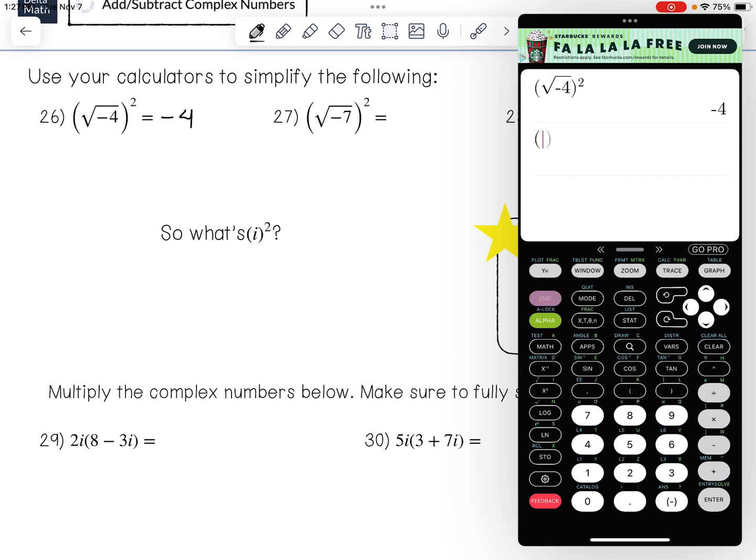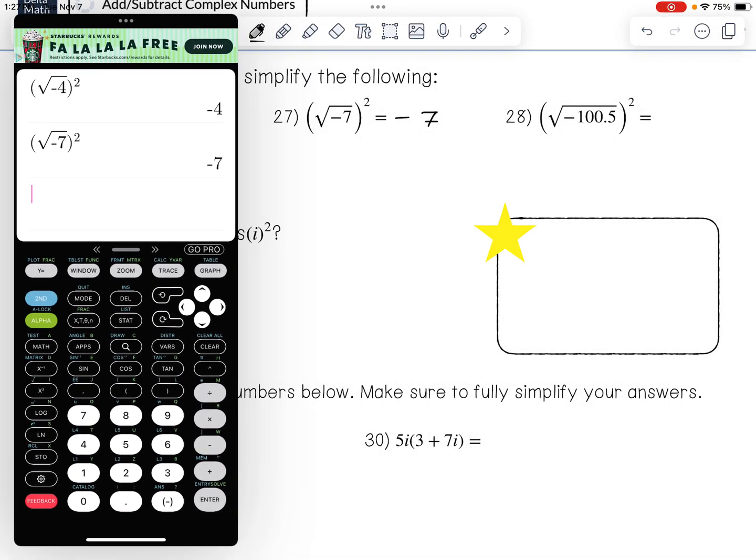I'm going to do the same thing, but now I'm going to make it a -7. I get back -7. We move this out of the way and we type in that last problem, and we get back -100.5.